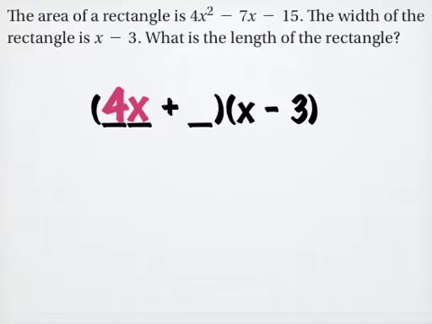To get your second term in your first binomial, think about what you would need to multiply by -3 to get c, which is -15. Well, what times -3 is -15? The answer would be a positive 5. If you were to check this answer using the FOIL method, you would find that they would multiply together to give you the trinomial 4x squared minus 7x minus 15.